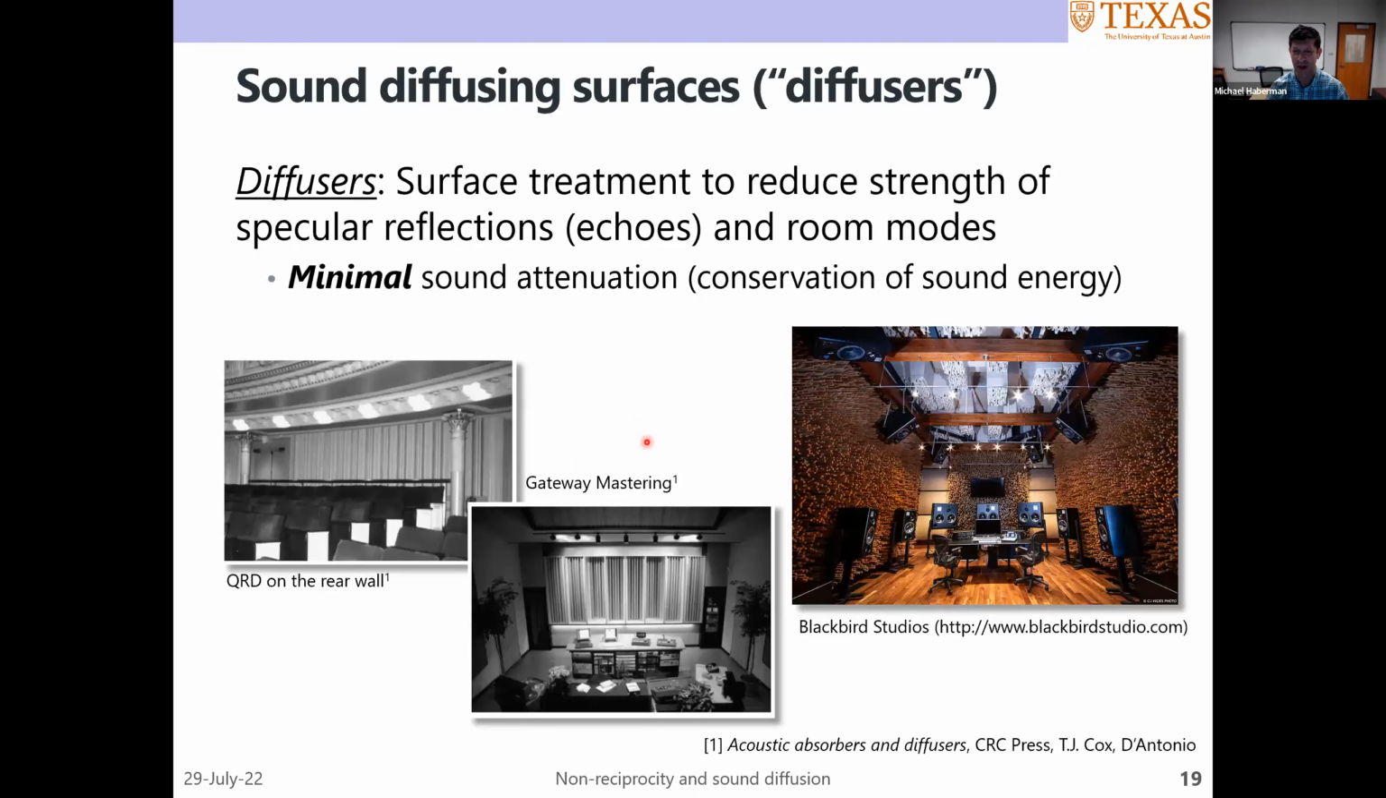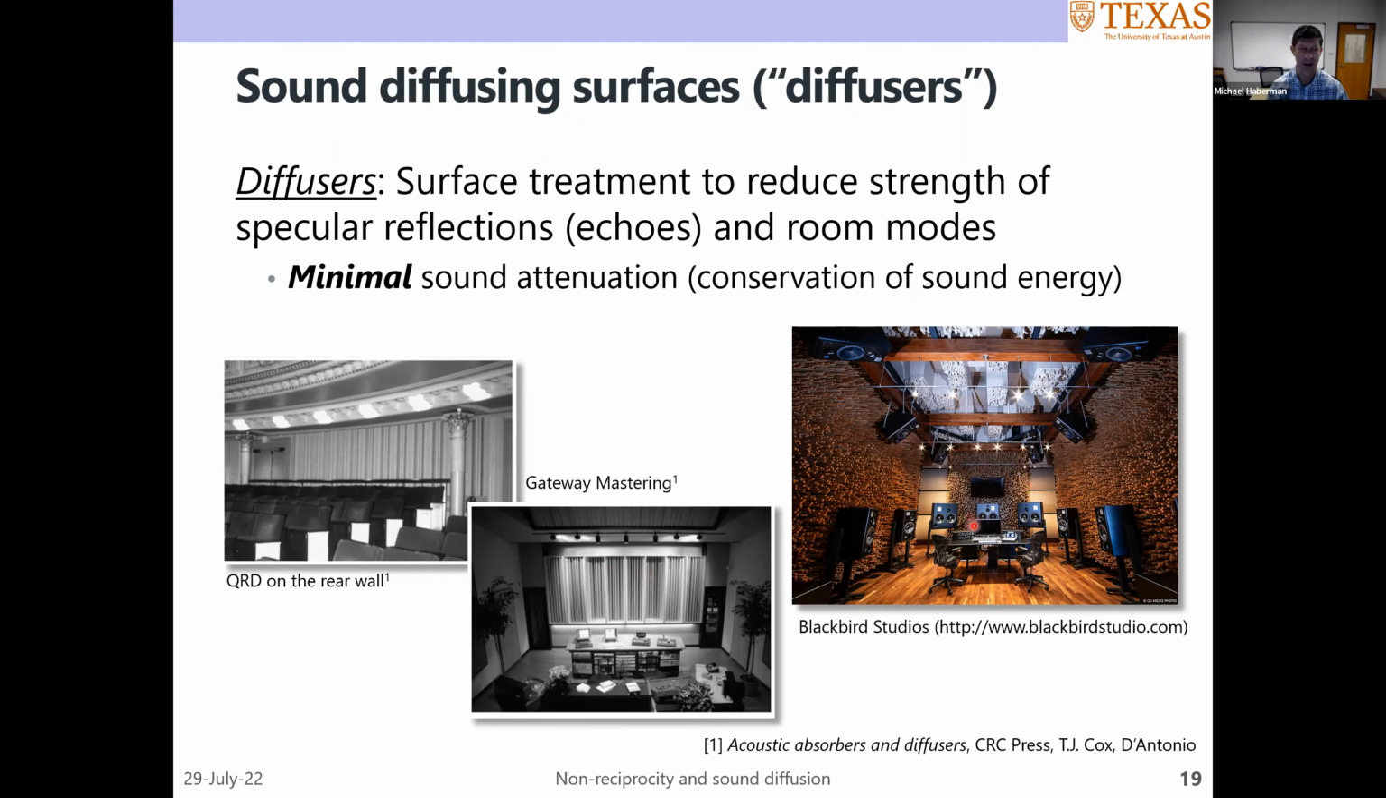Trevor Cox has done a huge amount of work over the years in this area. Diffusers are, in general, surface treatments that allow us to reduce the strength of specular reflections, which can be perceived as echoes. They're largely used in audio, specifically in recording studios, which are smaller spaces, but also to eliminate things like backslap or other annoying echoes in a performance space.